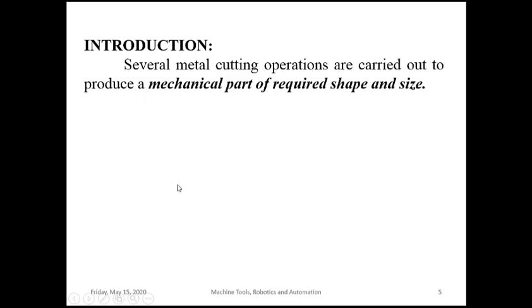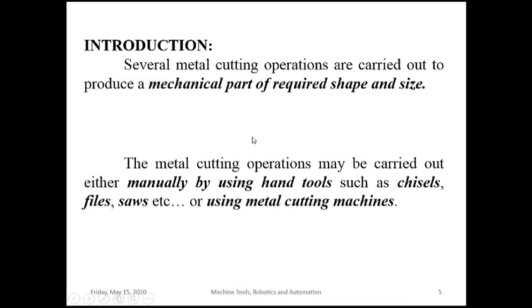Several metal cutting operations are carried out to produce a mechanical part of a required shape and size. The meaning of this is to produce a mechanical part of required shape and required size. You all know that materials are available in raw material form. That raw material has to be given a final shape and a final size depending upon our requirement for the next use. So to do that, the raw material will be subjected to many metal cutting operations.